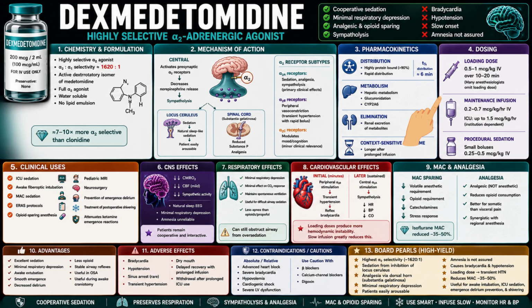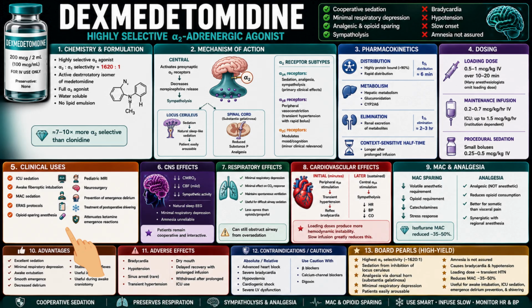Maintenance infusion. 0.2 to 0.7 micrograms per kilogram per hour. ICU doses, up to 1.5 micrograms per kilogram per hour, institution dependent. Procedural sedation. Small boluses of 0.25 to 0.5 micrograms per kilogram. Clinical uses.